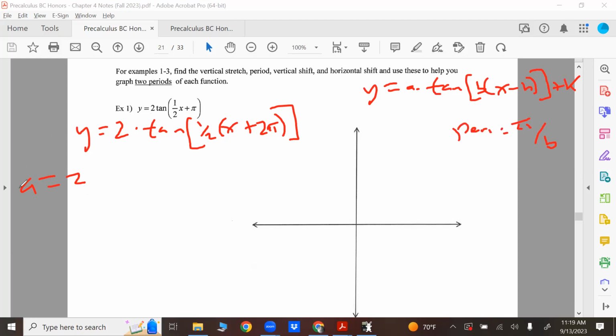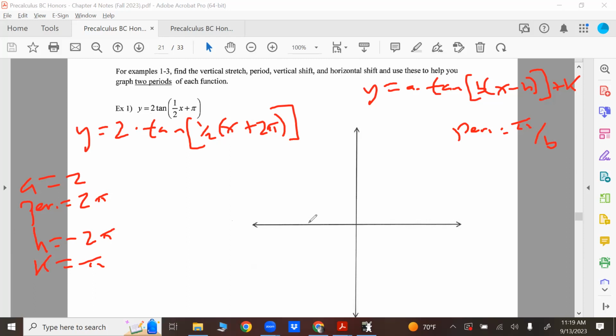So my period is going to be 2 pi. Pi over b, not 2 pi over b. Tangent, right? Here's pi for the parent. Yeah, good, I'm glad we caught that. H is negative 2 pi. Because the period is pi for the parent function. Okay, all right.